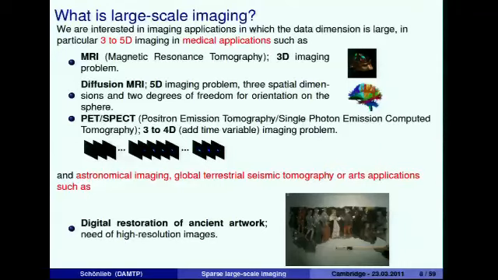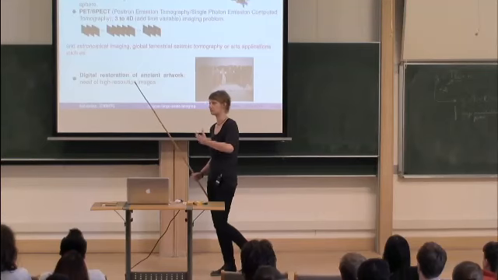You have positron emission tomography or single photon emission tomography, where you might have even 4 dimensions. So you might have 3 or 4 dimensions, 3 dimensions in space and 1 additional dimension in time, where you have, for example, dynamic PET or things like this, where you have a movie and you follow the beat of your heart.